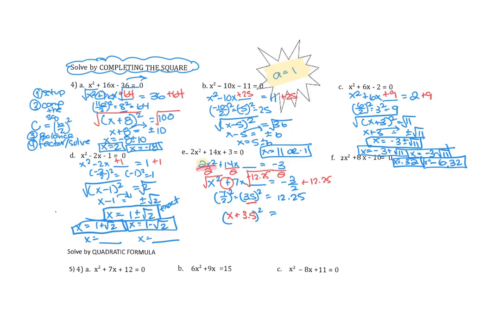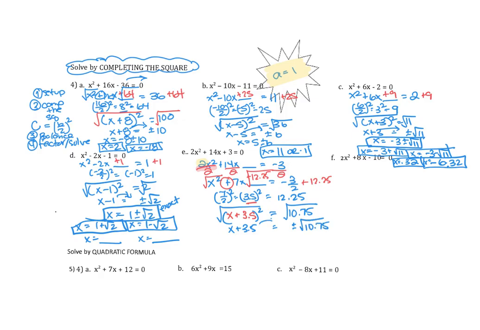Equals. Now this is where I have to do negative 1.5 plus 12.25. When I do that on my calculator, I get 10.75. So now I'm going to take the square root of both sides. When I take the square root, I get x plus 3.5 over here equals plus or minus the square root of 10.75.